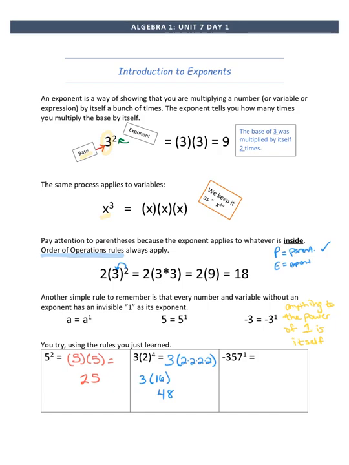Now, really complicated one. Negative 357 to the first power is negative 357. And again, anything to the power of 1 is itself. So there are some simple rules to remember. Let's go to the next page.